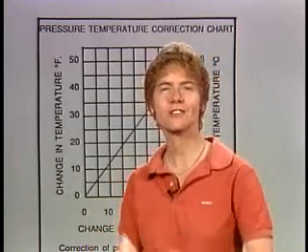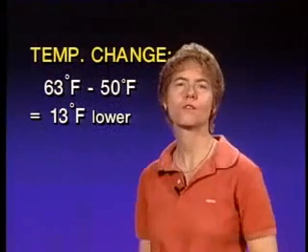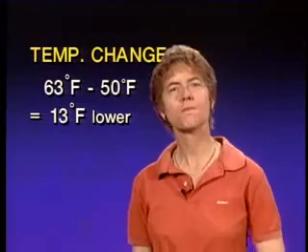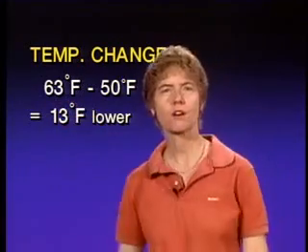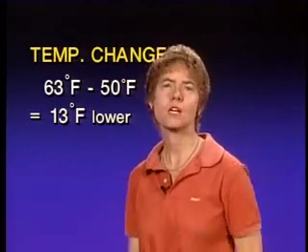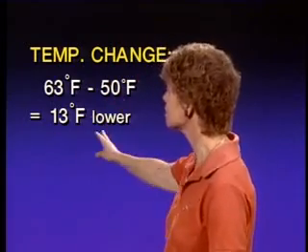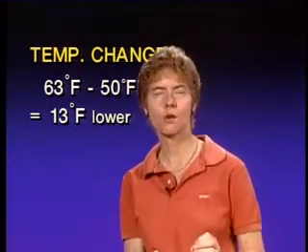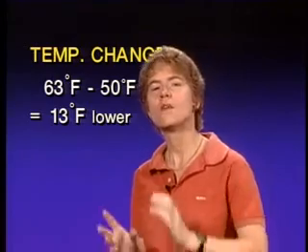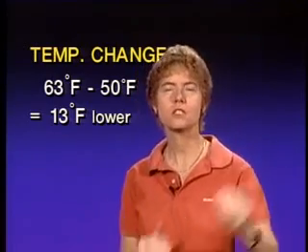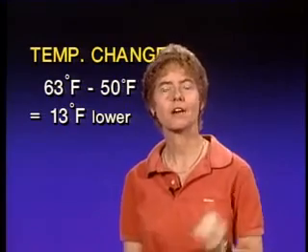Okay, to get the solution to this, the first thing we need to do is take a look at the numbers as far as the temperature is concerned. When you took the first reading, the temperature was 63 degrees Fahrenheit. When you took the second reading, the temperature was 50 degrees Fahrenheit. The difference is 13 degrees Fahrenheit lower. So the temperature has decreased by 13 degrees. The pressure can also decrease since the temperature decreased by some amount, and we'll have to find out how much.